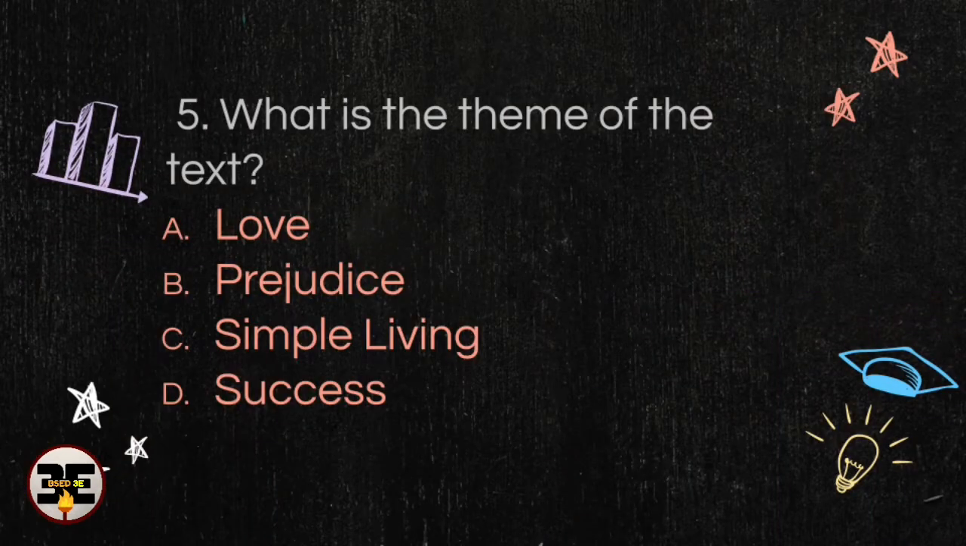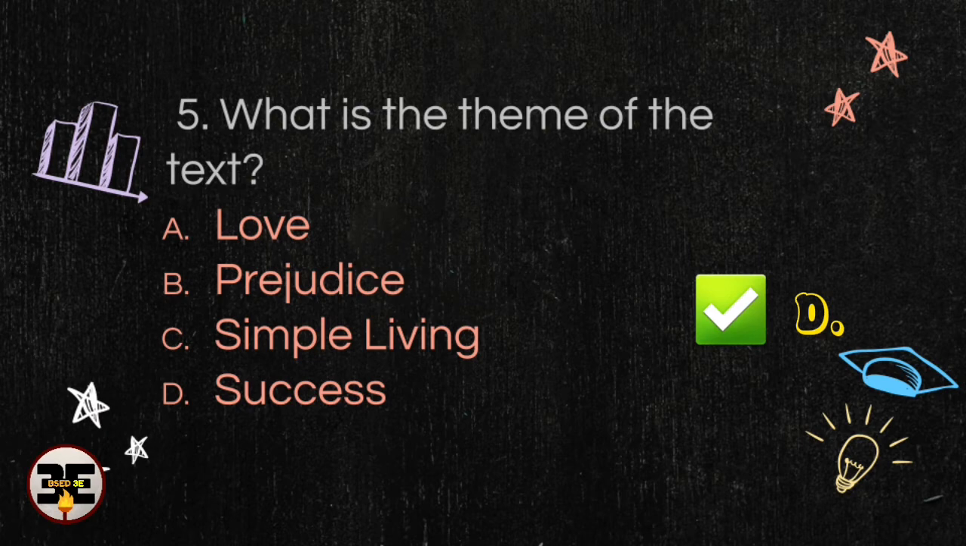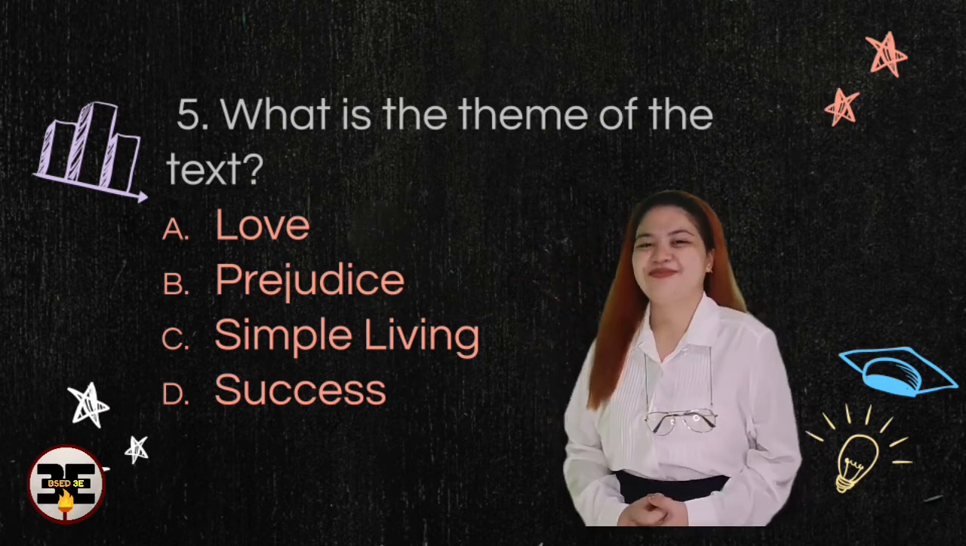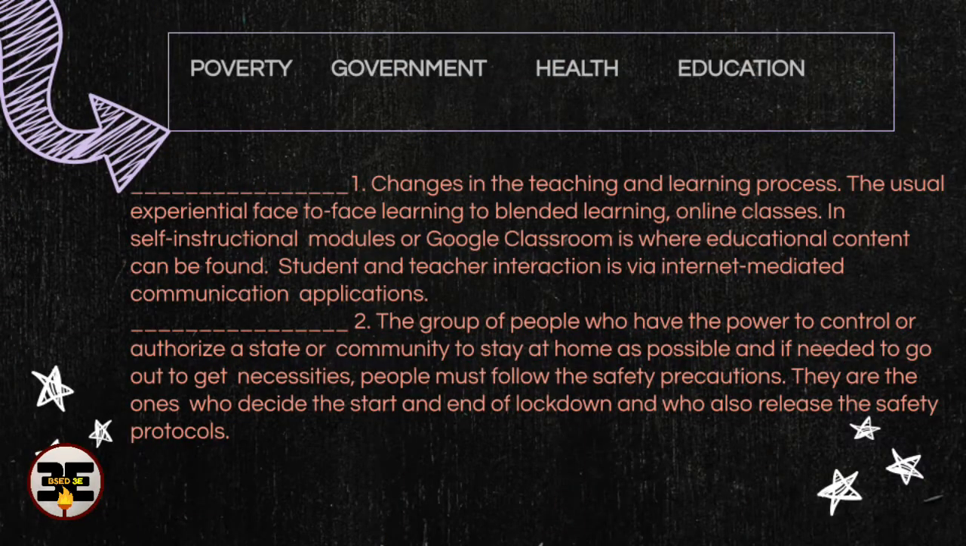What is the theme of the text? What do you think is the answer? Very good! The theme of the text is simple living. You all did a great job in answering the activity. Because of that, here's another heart of knowledge. For our last activity, you have to identify the social issue topic the text is pertaining to. Choose your answer in the box.